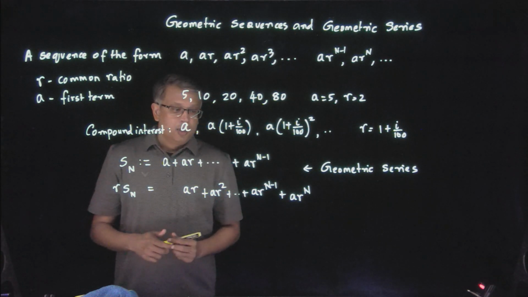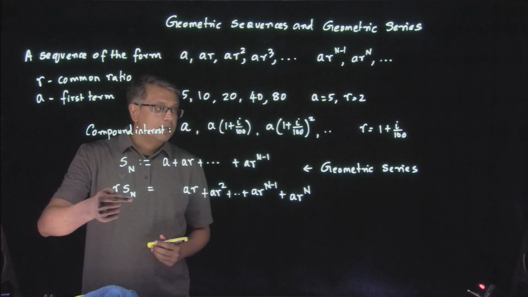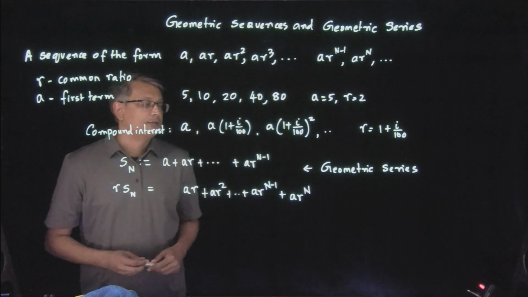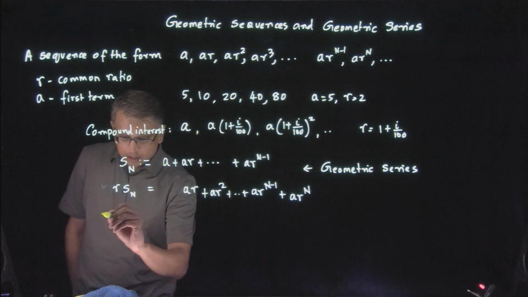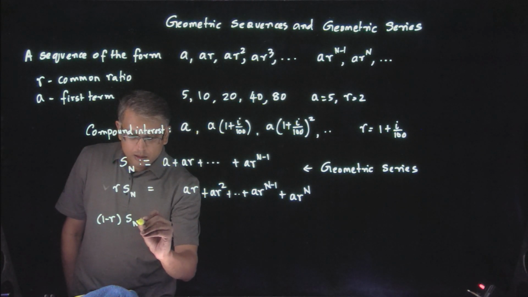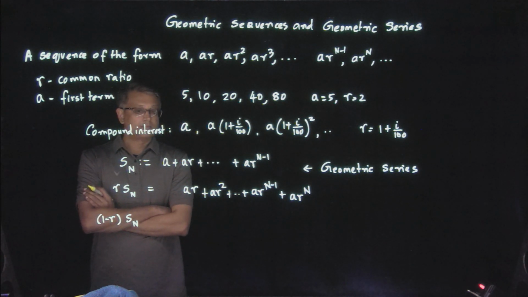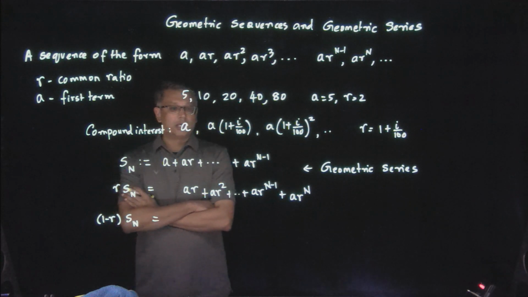Right? So if I subtract r times Sn from Sn, so let's subtract the second equation from the first equation. See what happens when I subtract the second equation from the first equation. On the left hand side, we're going to get 1 minus r times Sn. Notice what happens on the right hand side. Something nice happens on the right hand side, right?